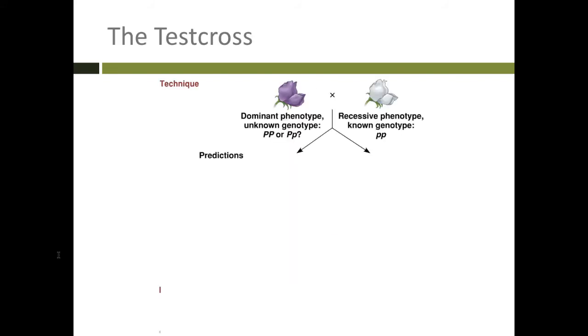In a Testcross, our unknown plant is purple, which means it can be either homozygous dominant, big P, big P, or heterozygous, big P, little p. The white plant is homozygous recessive, so little p, little p. We follow the same steps for the Punnett square. First, we determine the genotype of the parents. Since we're not totally sure about the purple parent, we're going to have to do a cross for each possibility.